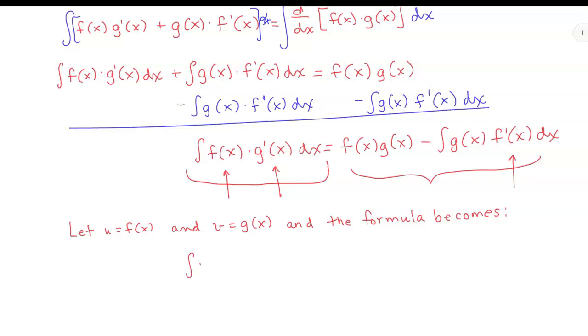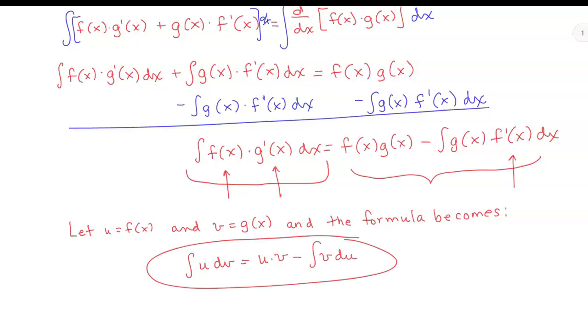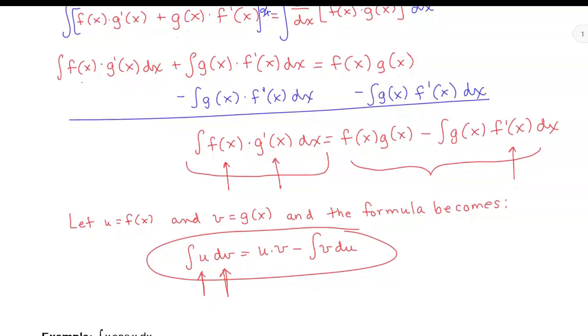The integral of u dv equals u times v minus the integral of v du. So I'll repeat that a lot. I'll say u times v minus the integral of v du. Every time you do a problem using integration by parts, you're going to have to choose which function is the u and which function is the dv. We'll start with this example.